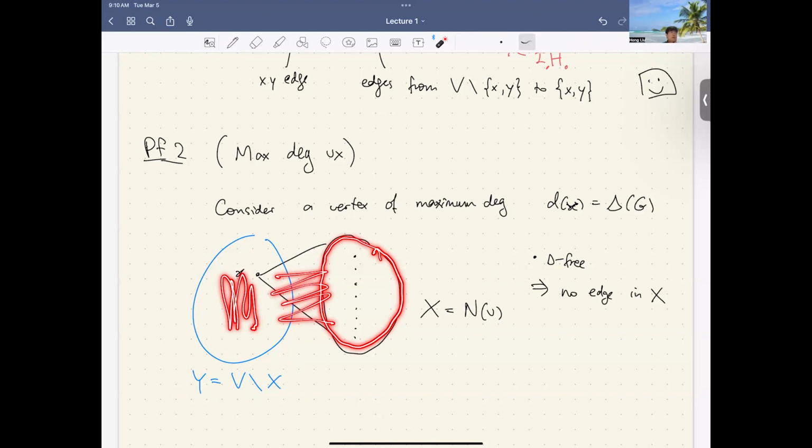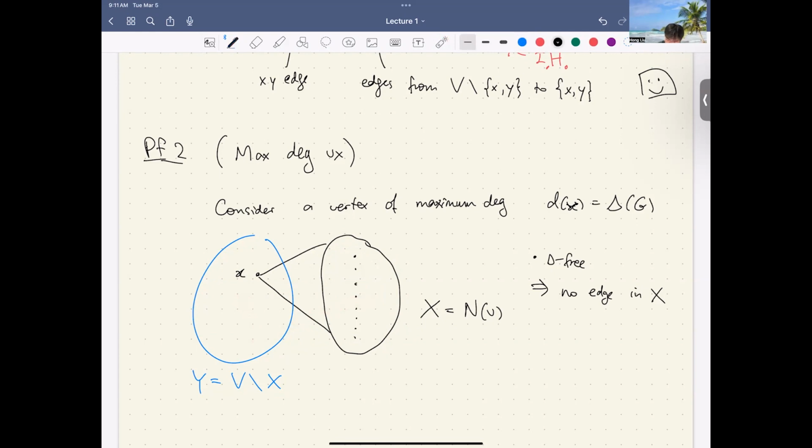In other words, every edge in G is incident to at least one vertex in y, right? At least one vertex. If it's one, it looks like this. If incident to two vertices in y, it looks like this. So, no edge in x implies every edge in G is incident to a vertex in y, at least one vertex in y.